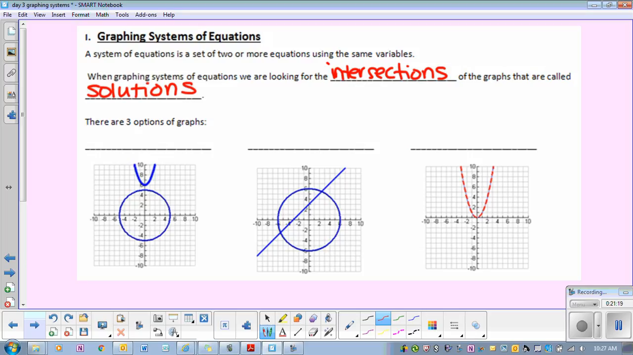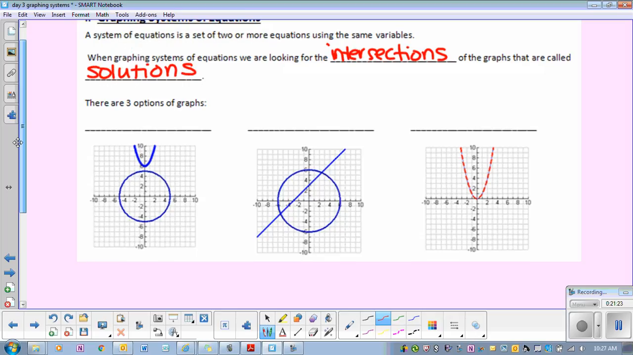So if we're looking for the intersections, which are also the solutions, well, you know what? There are 3 different types that we could get here. Look at this first one. Do they intersect? This parabola and this circle? No, they don't touch each other at all, right? So then what does that tell me about my solutions? There's no solution. Yeah, if they do not intersect or meet, then there's no solution.